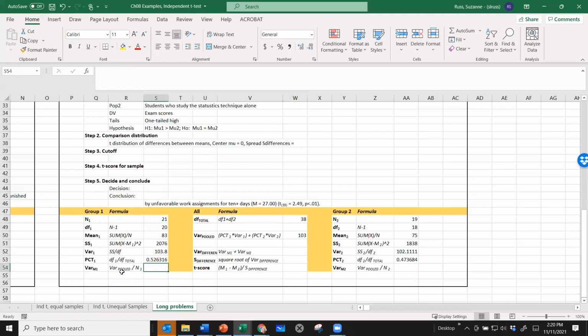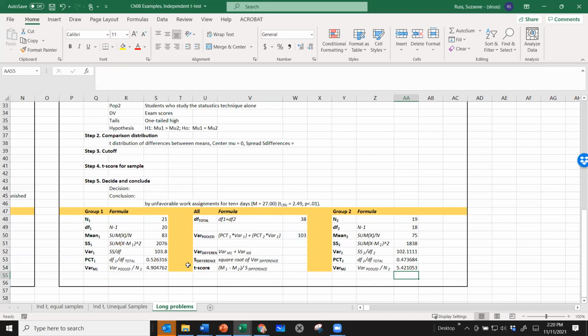The formula, as you can see, is variance pooled divided by n for this group. So I'll type my equal sign. Here is the pooled variance, and I divide by n for group 1, same as we did before, to get the distribution of means. We can do the same over here to get the distribution of means for group 2, so that we're comparing groups of 19, for example, with groups of 19. Equals variance pooled divided by n for group 2. And now we know the variance of distribution of means for each group.